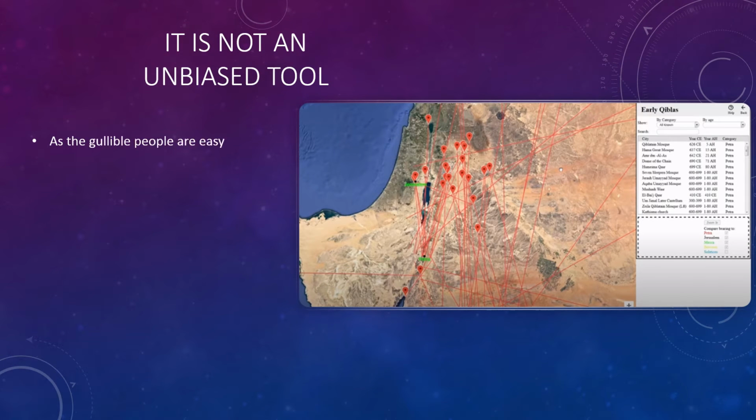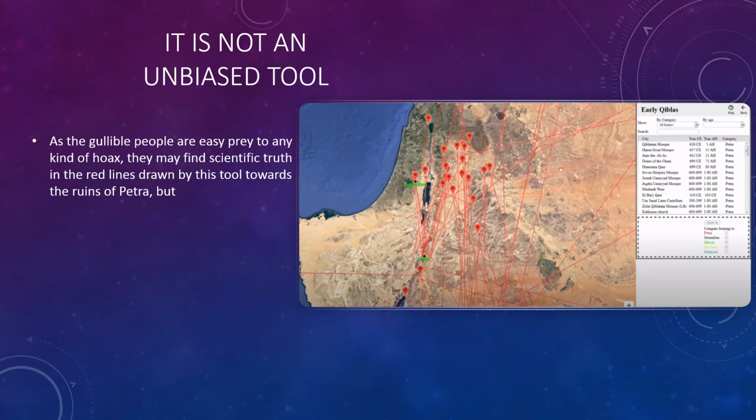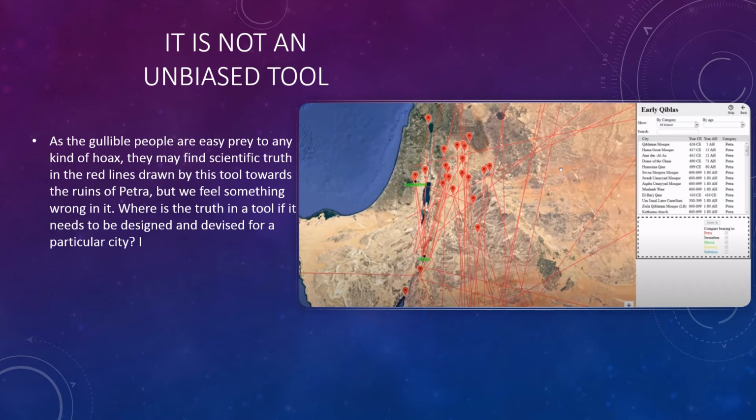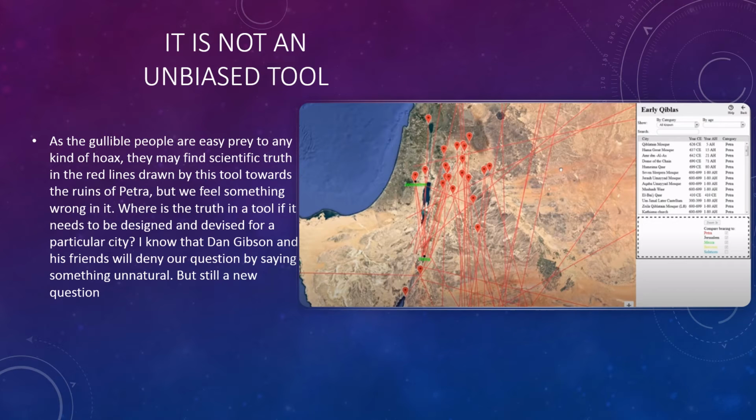As the gullible people are easy prey to any kind of hoax, they may find scientific truth in the red lines drawn by this tool towards the ruins of Petra, but we feel something wrong in it. Where is the truth in a tool if it needs to be designed and devised for a particular city? I know that Dan Gibson and his friends will deny our question by saying something unnatural. But still a new question will arise.